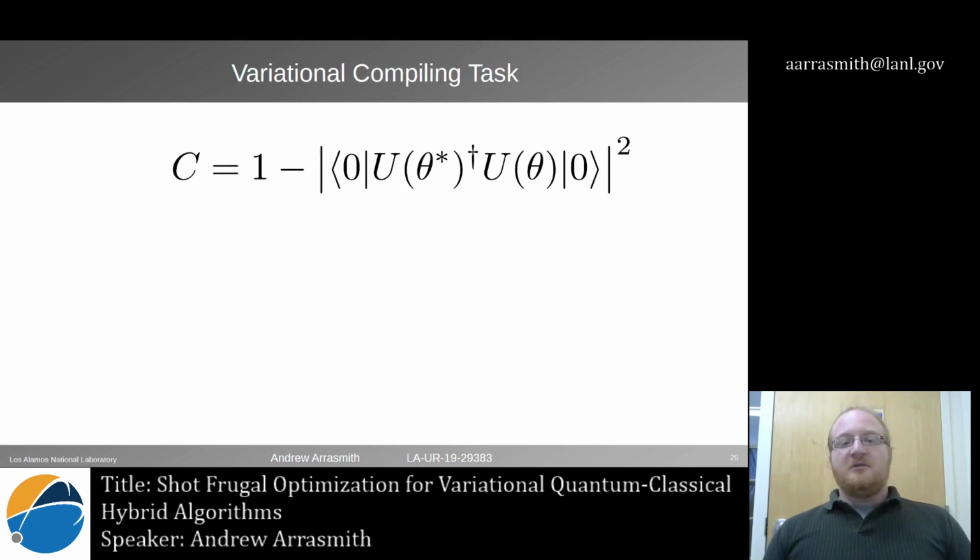So for the variational compilation task, this is essentially our cost function. We are trying to learn parameters theta to match theta star so that we can replicate this unitary by training parameters here. Theta star is just randomly chosen.